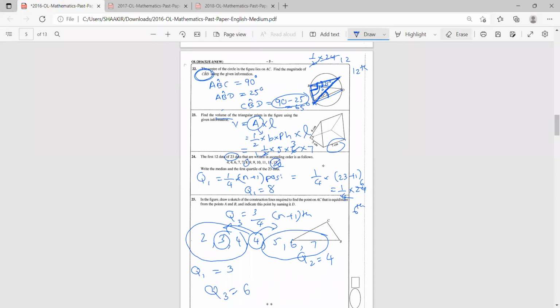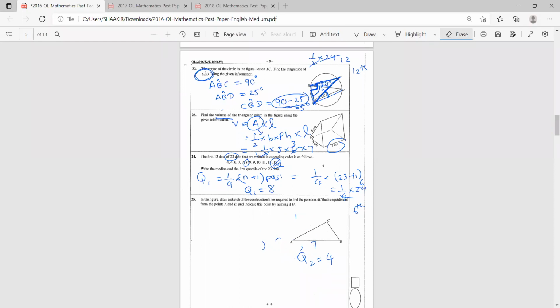Okay, so that's all with that question, children. Now let's move to 25th question. In the 25th question, they are saying in the figure, draw a sketch of the construction line required to find the point on AC that is equidistant from the point A and B, and indicate the point by naming these.